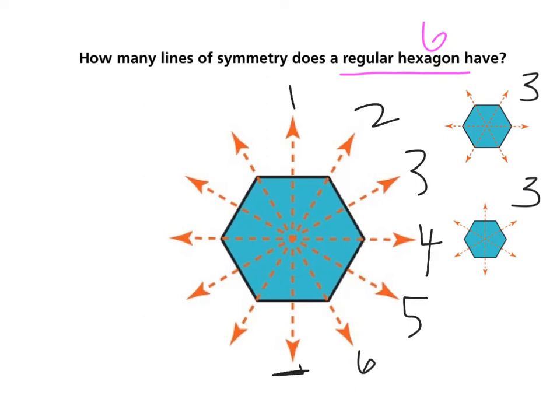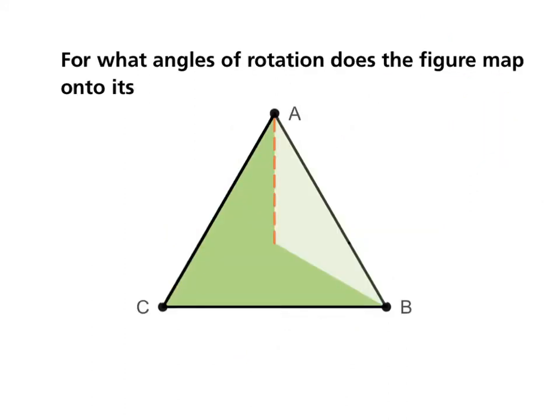This guy right here is just this same line. This guy right here is this same line. So we don't want to continue around. So that would be 6 lines of symmetry. Okay, so this one we're going to do angles of rotation that maps the figure onto itself.